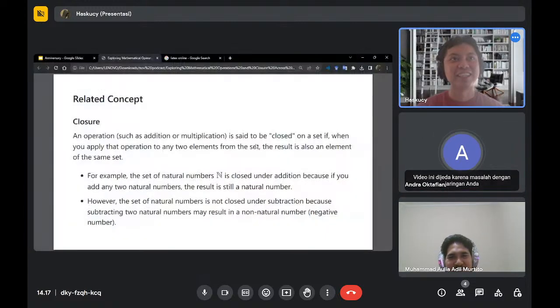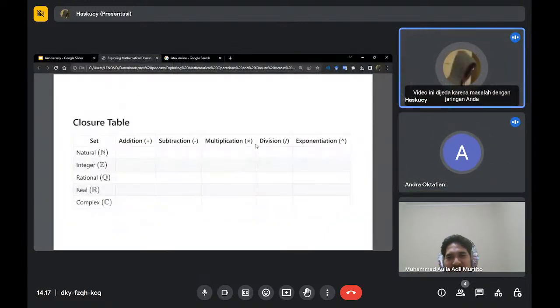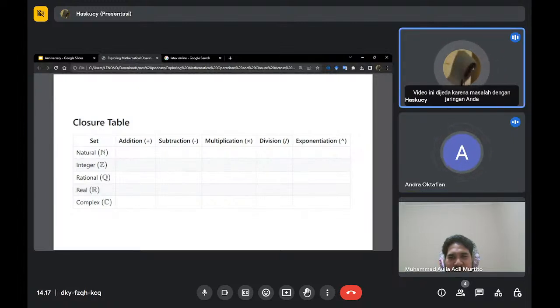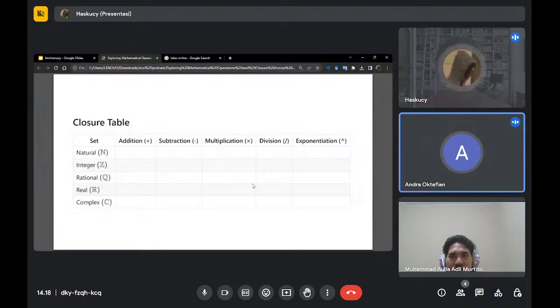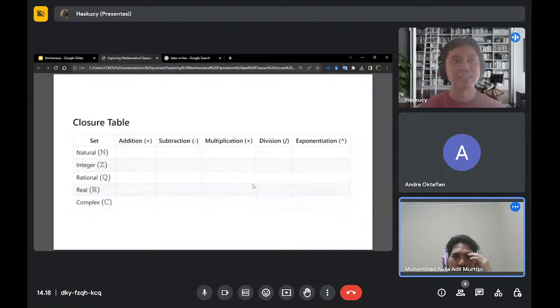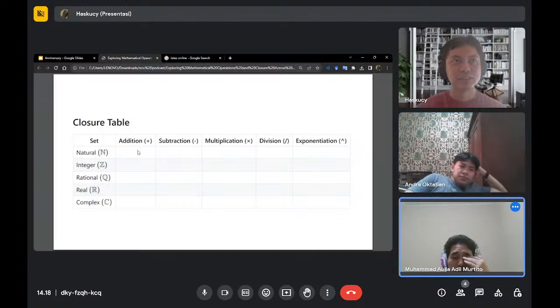Okay? But so we have this table, right? We want to explore which one is closed, which one is not closed. So natural numbers. How about natural numbers? What do you think? Everything is closed, I guess. No, no, no. I think addition, yeah, addition is of course closed.